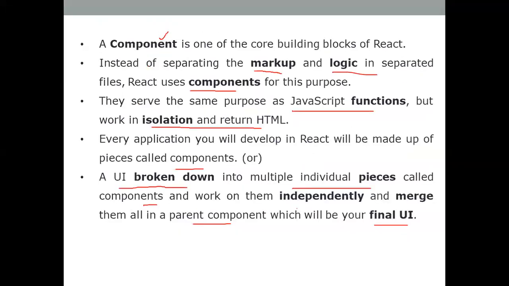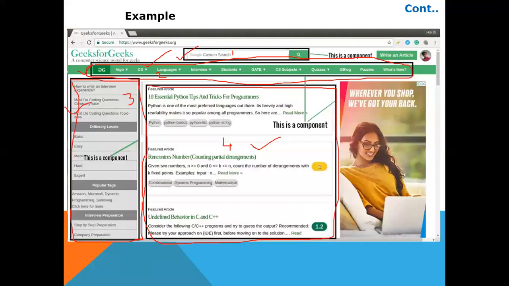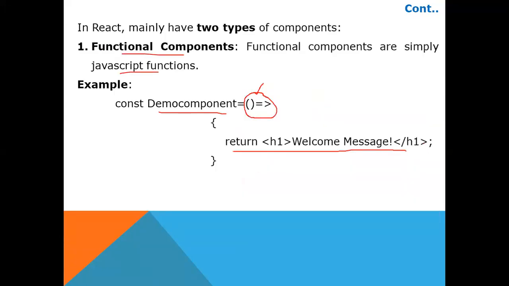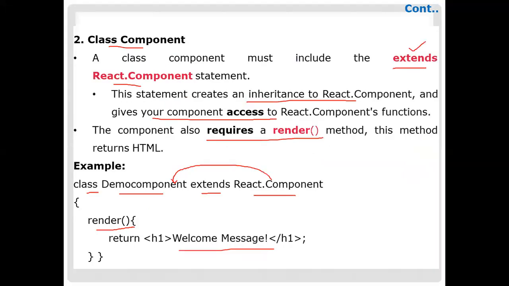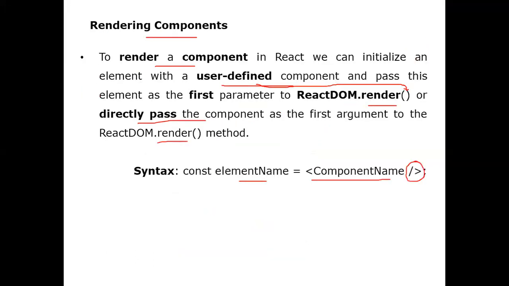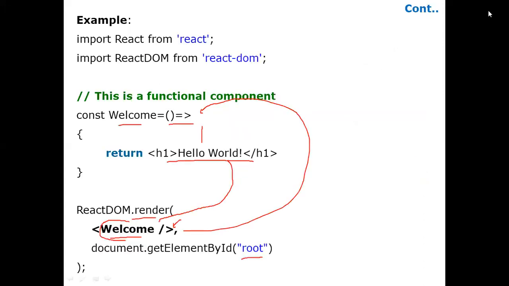In these ReactJS components, we have learned what a component is and the difference between functions and components. There are two types of components: functional components, which are defined as JavaScript functions, and class components. To define a class component, we must extend React.Component. We also need a render method. And for rendering components, in angular brackets, the component name followed by a space and a slash. So that's about React components.